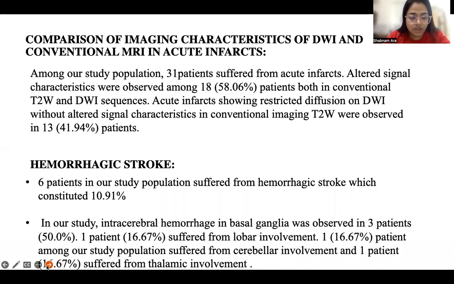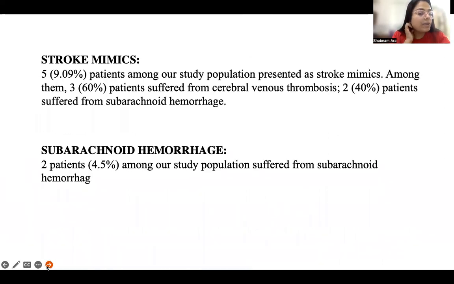Hemorrhagic stroke: 6 patients in our study population suffered from hemorrhagic stroke, which constituted 10%. In the study, intracerebral hemorrhage in basal ganglia was observed in 3 patients. 1 patient suffered from lobar involvement, 1 patient suffered from cerebellar involvement, and 1 from thalamic involvement. Stroke mimics were seen in 5 patients among our study. 3 patients suffered from cerebral venous thrombosis and 2 patients from cerebral hemorrhage. These are the stroke mimics.